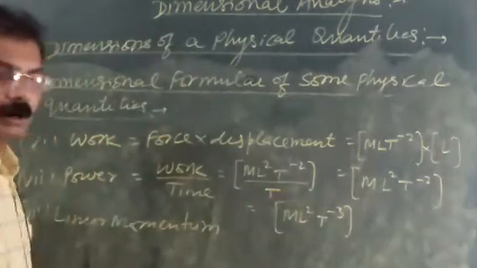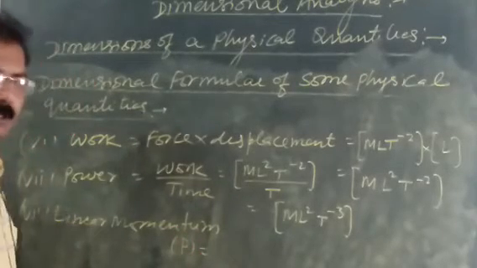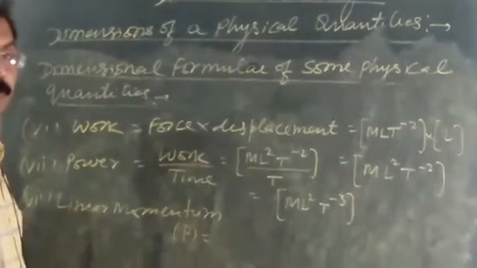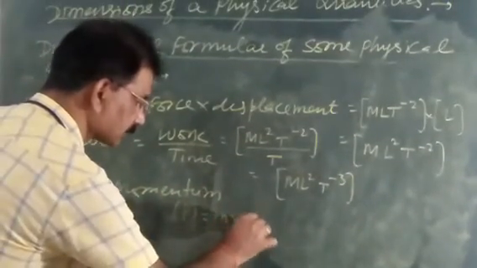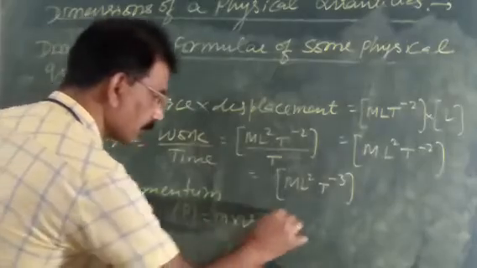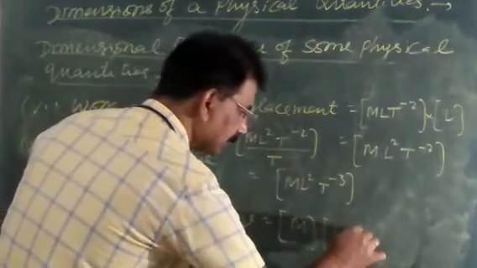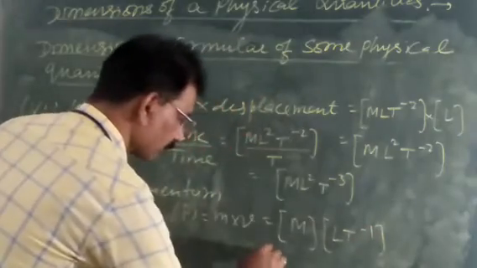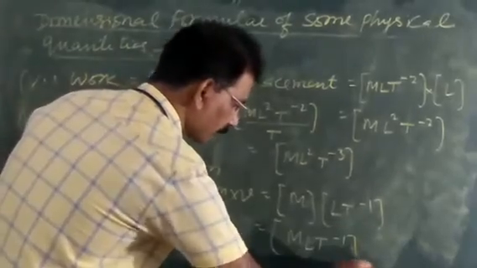Linear momentum, all of you know in class 10th and even in the 9th, linear momentum is equal to mass into velocity. So the dimension of linear momentum: you can write M, capital M, for mass, and for velocity L T to the power minus 1, and finally the dimension of linear momentum is M L T to the power minus 1.